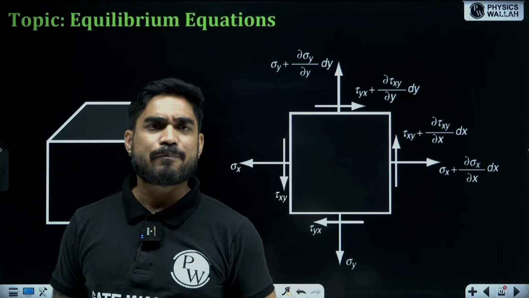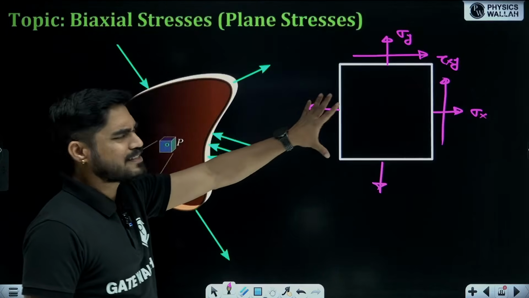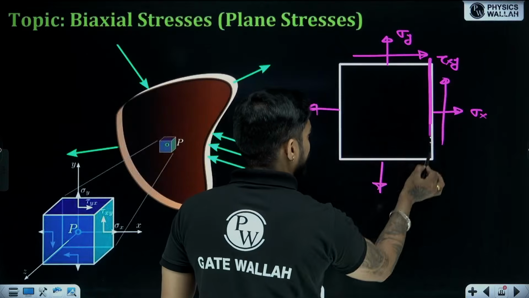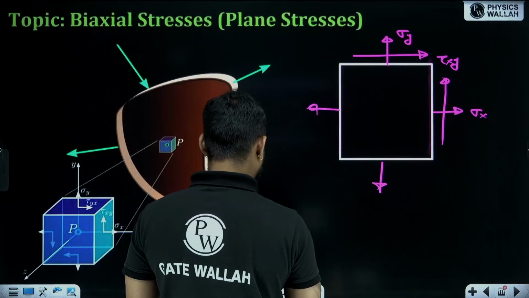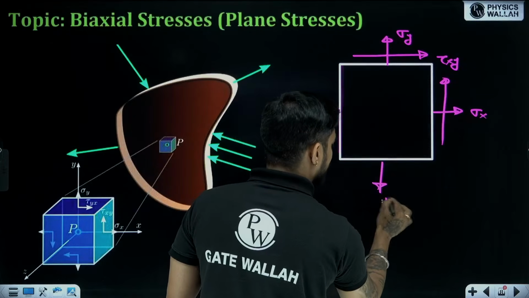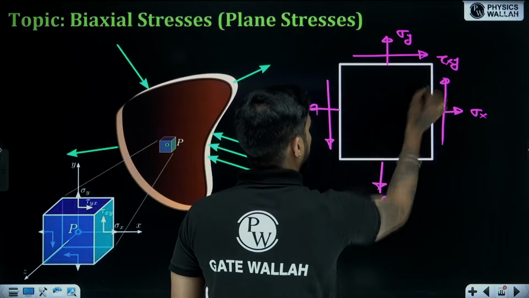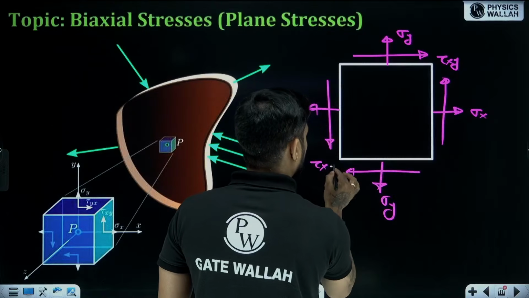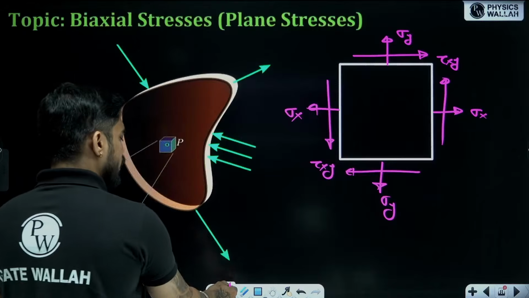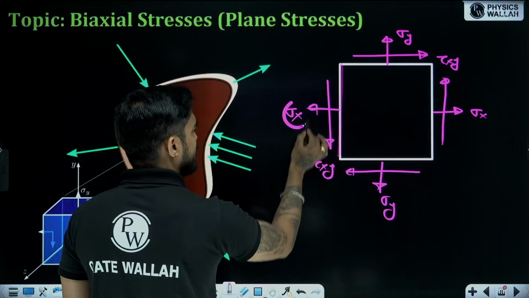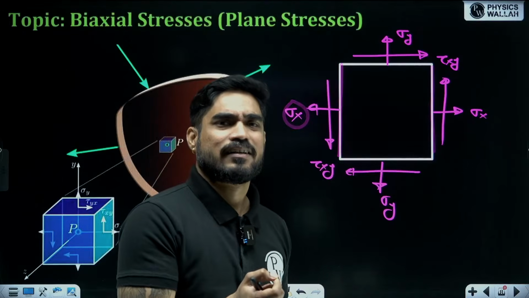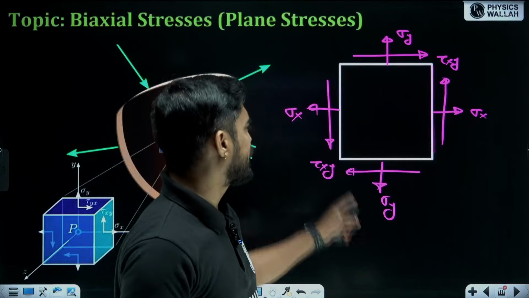See, usually what happens when we draw this diagram, on this right face and left face, we apply sigma x. So we write this is sigma x, this is also sigma x. This is sigma y, this is also sigma y. This is tau xy, this is also tau xy. But actually, if the stress on one face is sigma x, then on the other face, the stress will be slightly greater or lesser than sigma x.